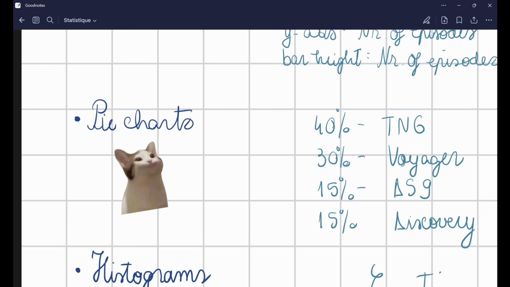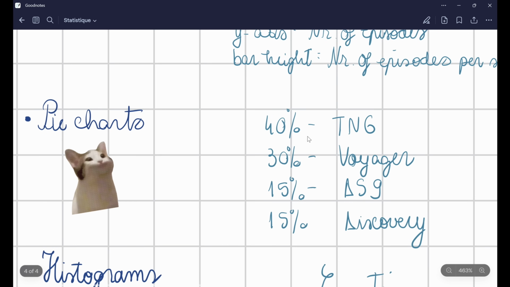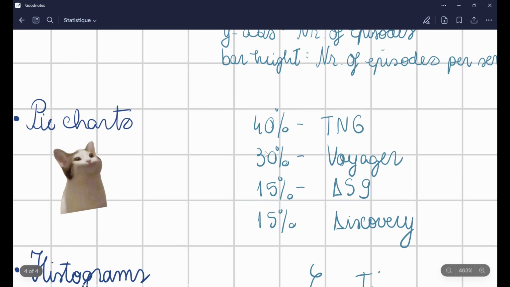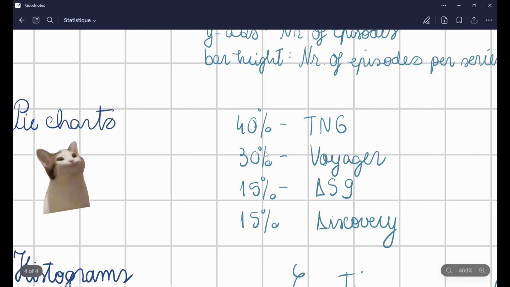Awesome. Now for pie charts. These are great for when you want to show proportions or percentages. For example, let's see what percentage of fans prefer each Star Trek series.